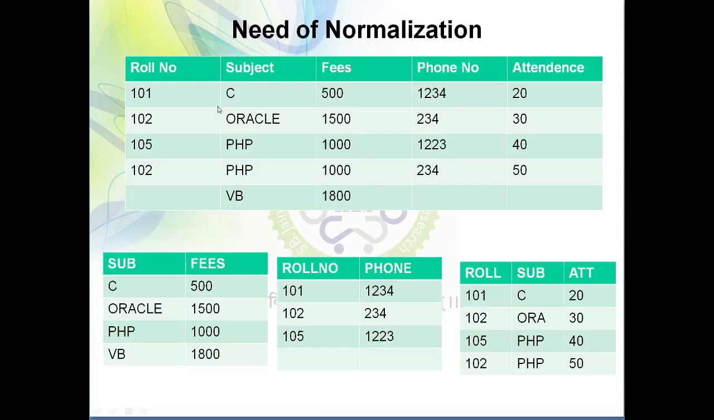Now here you can see this is one table I have created. It consists of two kinds of information. One is student information and the second one is subject information. So this is the table I have created, having roll number, subject, fees, phone number and attendance. These are the attributes of this particular table.